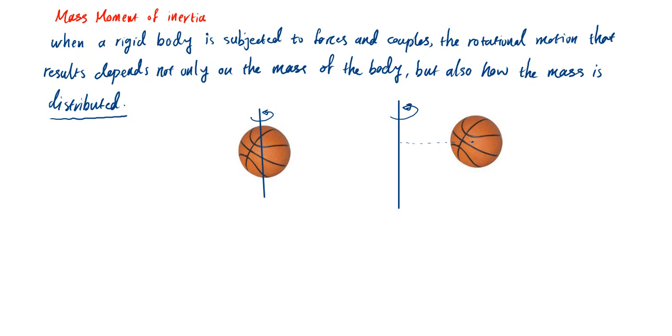So if you want to define mass moment of inertia, I'll go with this. I say mass moment of inertia is the resistance of an object to rotational acceleration. When you want to accelerate that ball, the farther it is, the harder it becomes. So the resistance of an object to rotational acceleration about a particular axis. That's how I define moment of inertia, or mass moment of inertia.